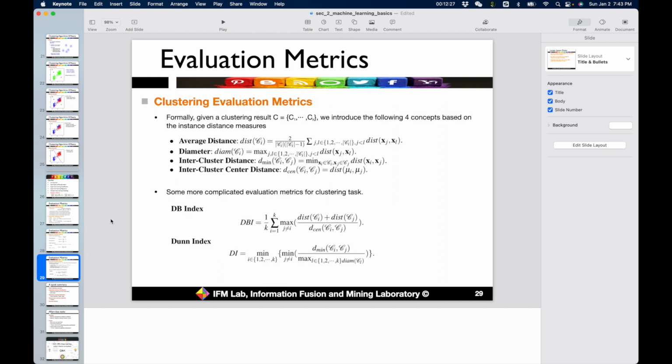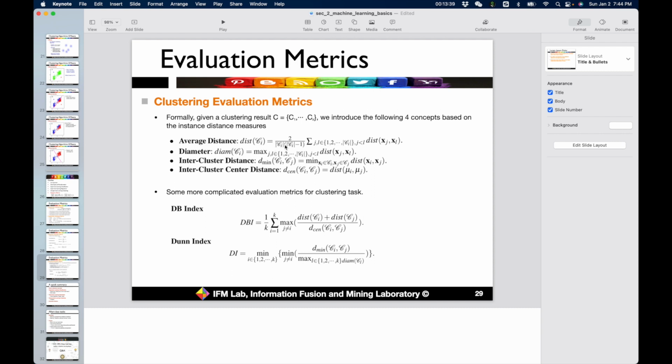How about the unsupervised case, clustering? Based on clustering, we can define different metrics for the evaluation purpose. On this page, we show two, right? These two will rely on several components or several concepts. Before we introduce these two metrics, we can define four concepts based on the clustering results as well as distance measures. The first concept is called the average distance within one single cluster.